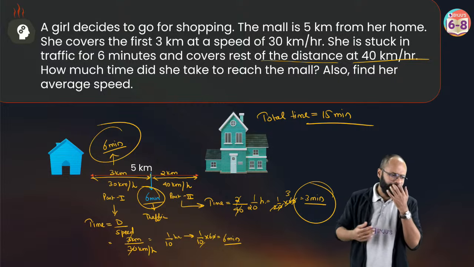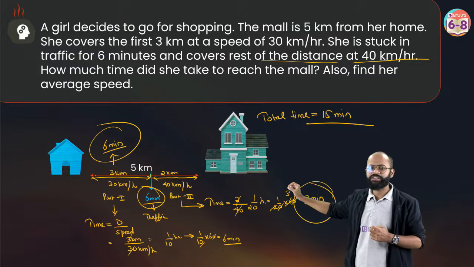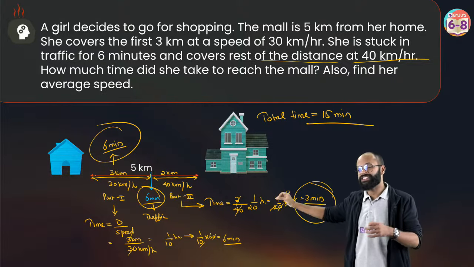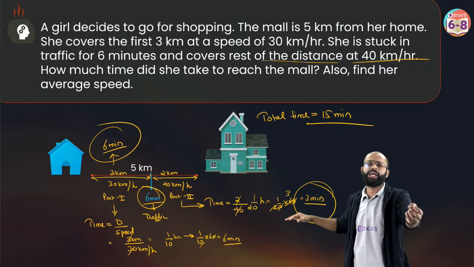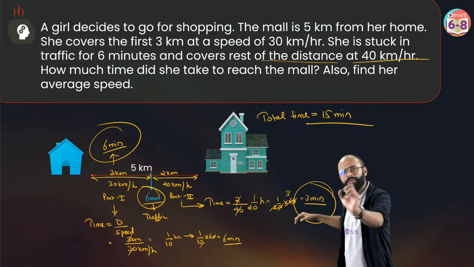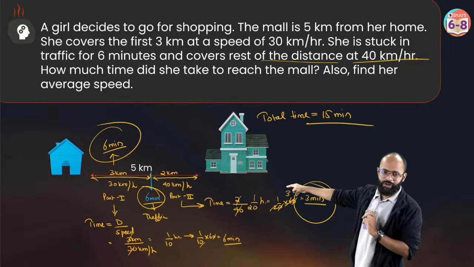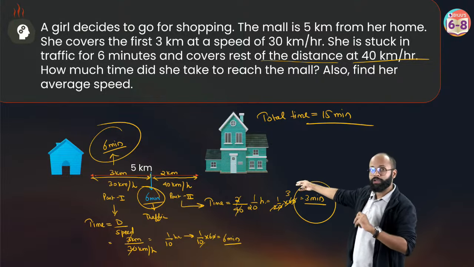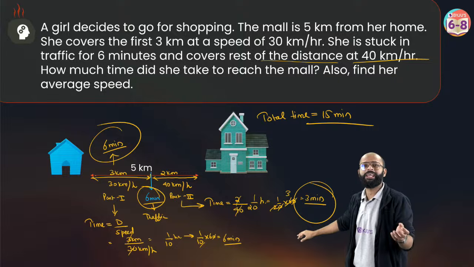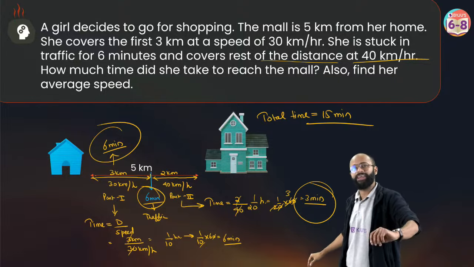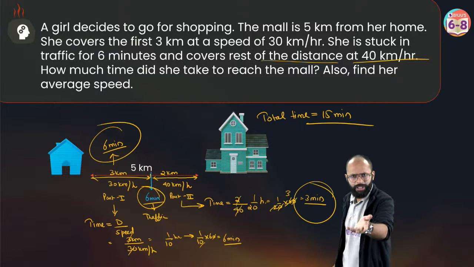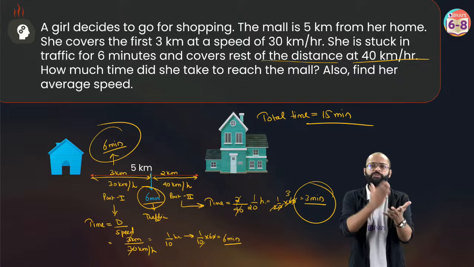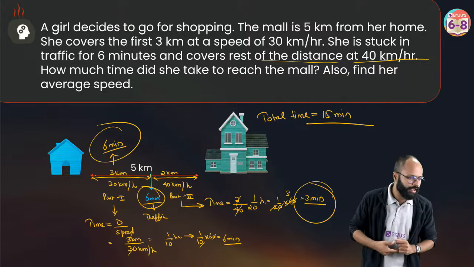It's easy, no. In the first part, sir, distance is 3 kilometers. Speed is 30 kilometers per hour. Find the time. Time becomes 1 upon 10 hours. Convert into minutes, you will get 6 minutes. In traffic, she has spent 6 minutes. That is added. Then she has covered 2 kilometers at 40 kilometers per hour. So time is coming out to be how much? Sir, 1 upon 20 hours. Convert into minutes, multiply by 60, you are getting 3 minutes. 6 plus 6 plus 3 is 15. Very easy, isn't it?